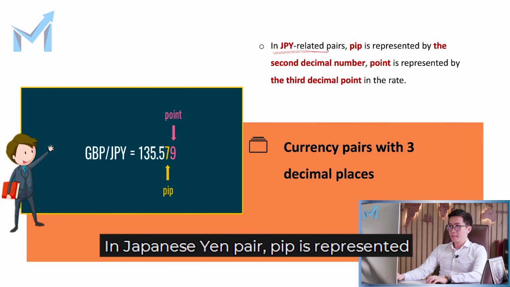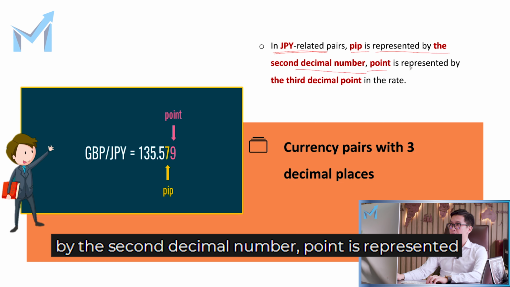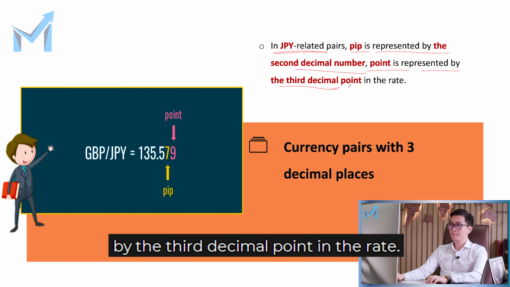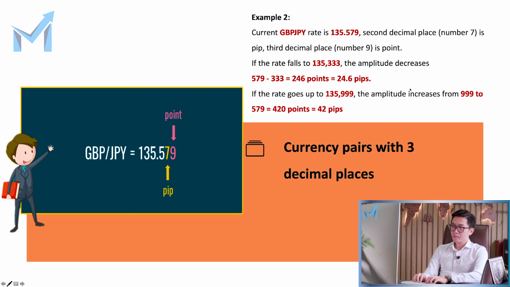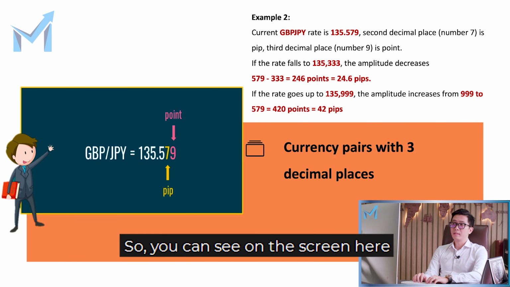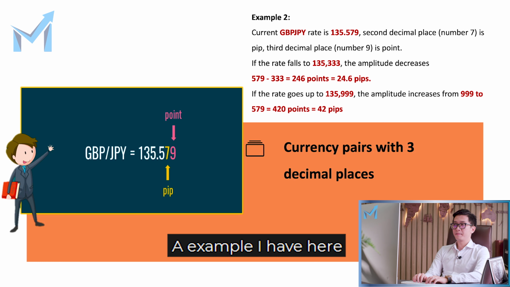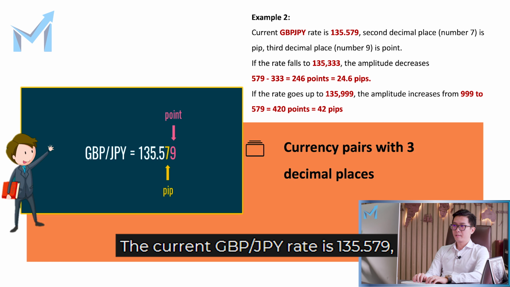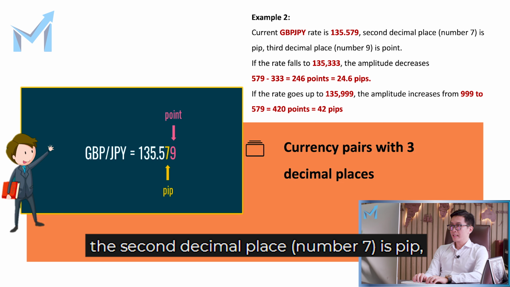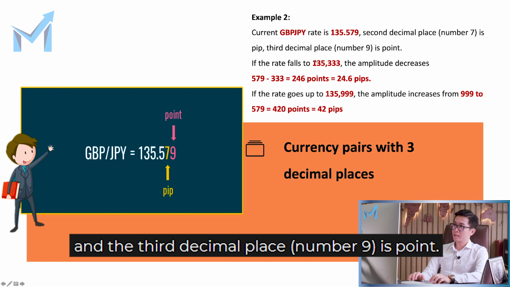And for the currency pair with 3 decimal places, we have here GBP JPY. In Japanese yen pairs, the pip is represented by the 2nd decimal number, and the point is represented by the 3rd decimal in the rate. So you can see on the screen the example I have here. The current GBP JPY rate is 135.579. The 2nd decimal place, number 7, is the pip, and the 3rd decimal place, number 9, is the point.